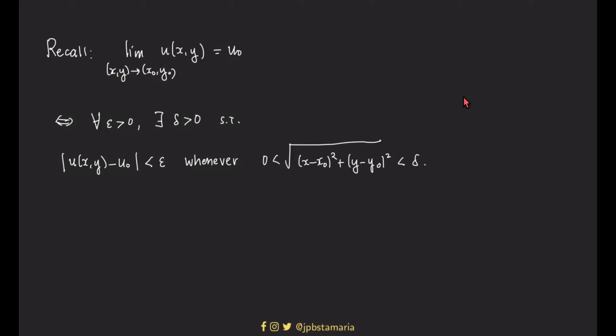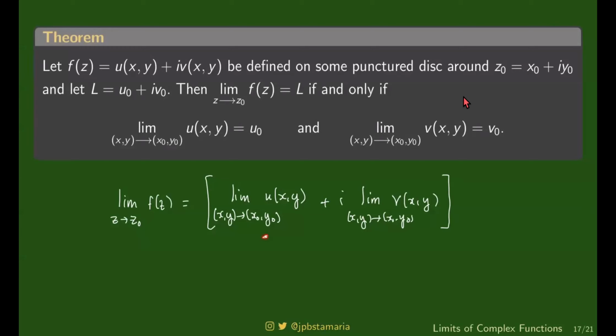Okay? The only difference in the definition is the way we measure distance between these 2 points. Kasi we are now in R2, so yung distansya ng dalawang points na to is measured using this Euclidean distance formula. Okay, that's what we mean by a limit like this one.